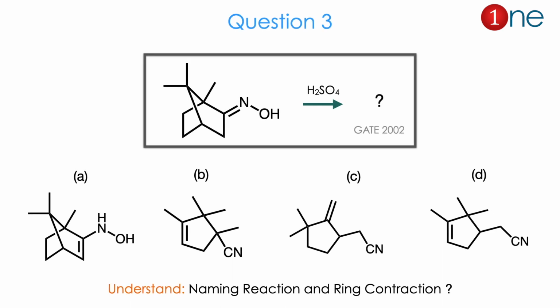Then the question number 3. The starting material is a bicyclic system with a bridged carbon which is attached to two methyl groups, but on the bridge methyl group you have an oxime and you are using sulfuric acid. They ask you to find the product.